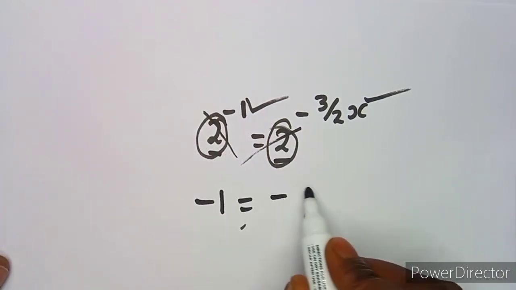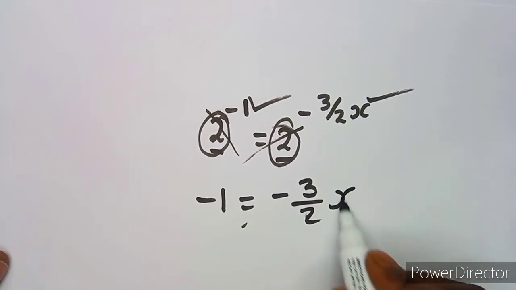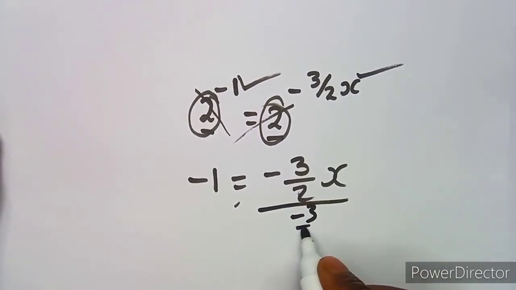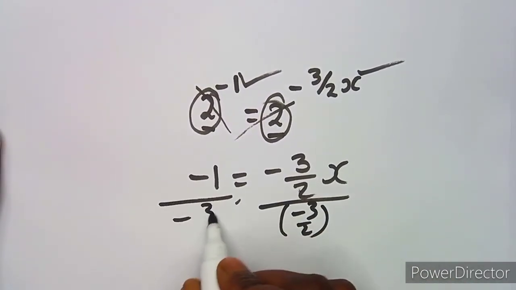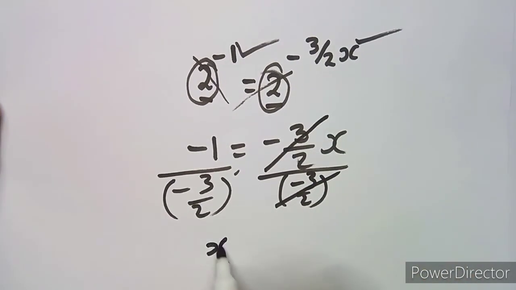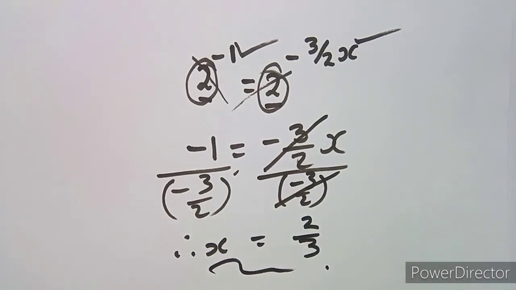Minus 1 will be equal to minus 3 over 2x, without any exponent. So you can solve for x there. How do I solve for x? That's the question. So many ways. I can just divide by minus 3 over 2 both sides. So this can cancel. Therefore my x is going to be 2 over 3. If I divide properly from my calculator, I'm going to obtain 2 over 3 there.